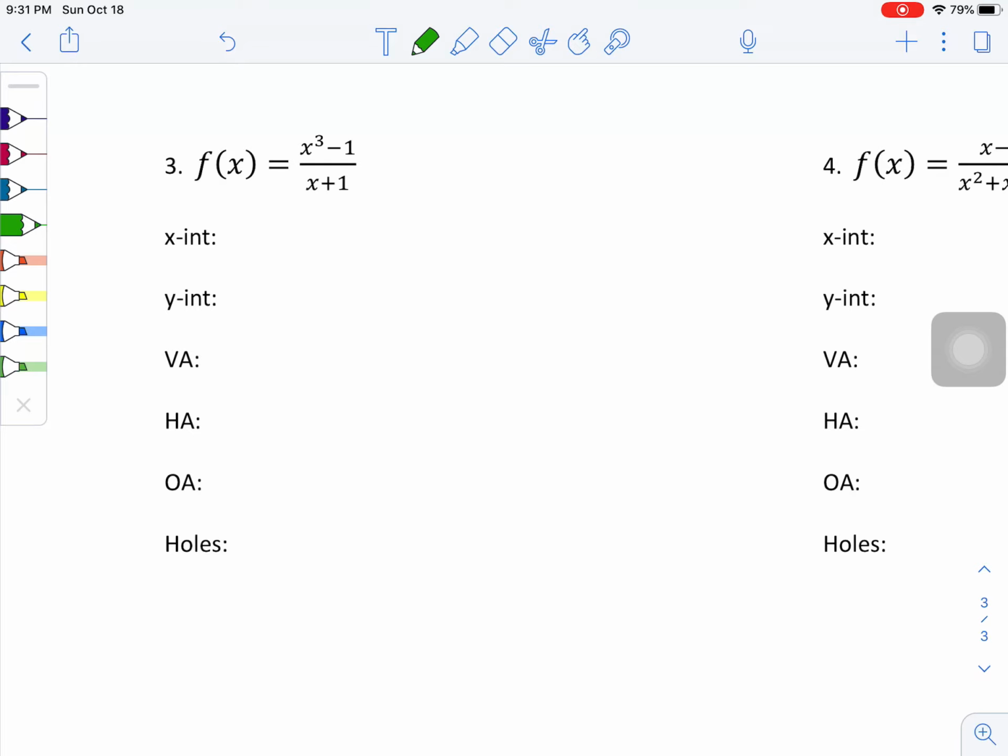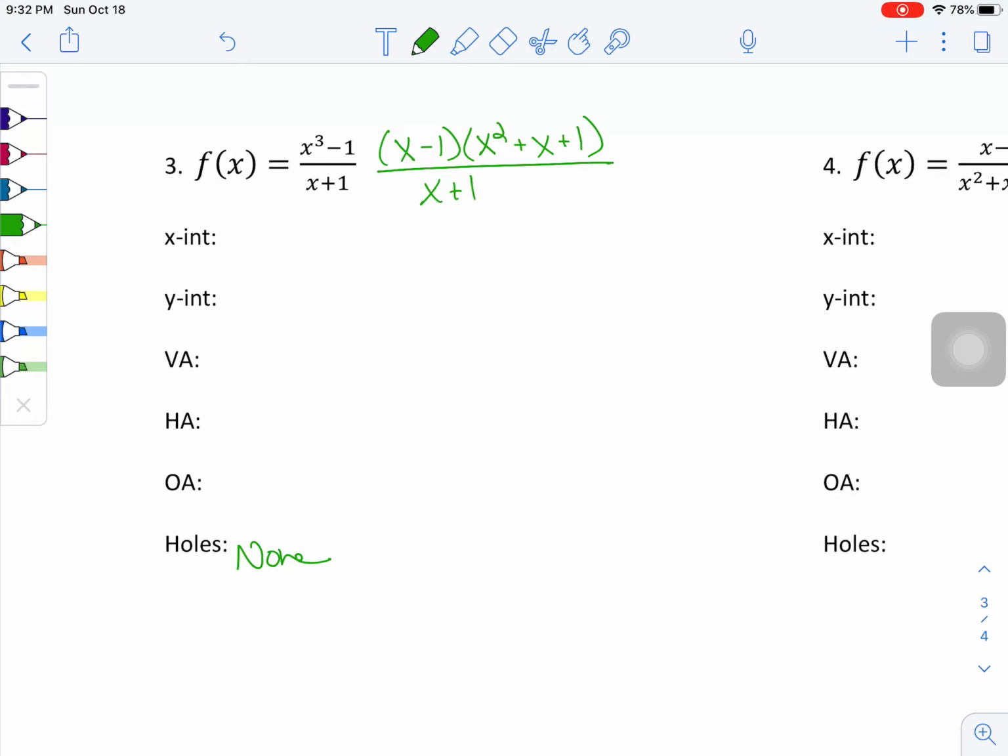So we've got x cubed minus 1, which is going to factor into x minus 1 times x squared plus x plus 1, all over x plus 1. While it factored, there's nothing that canceled. So there are no holes in this graph. So not terribly helpful that way.